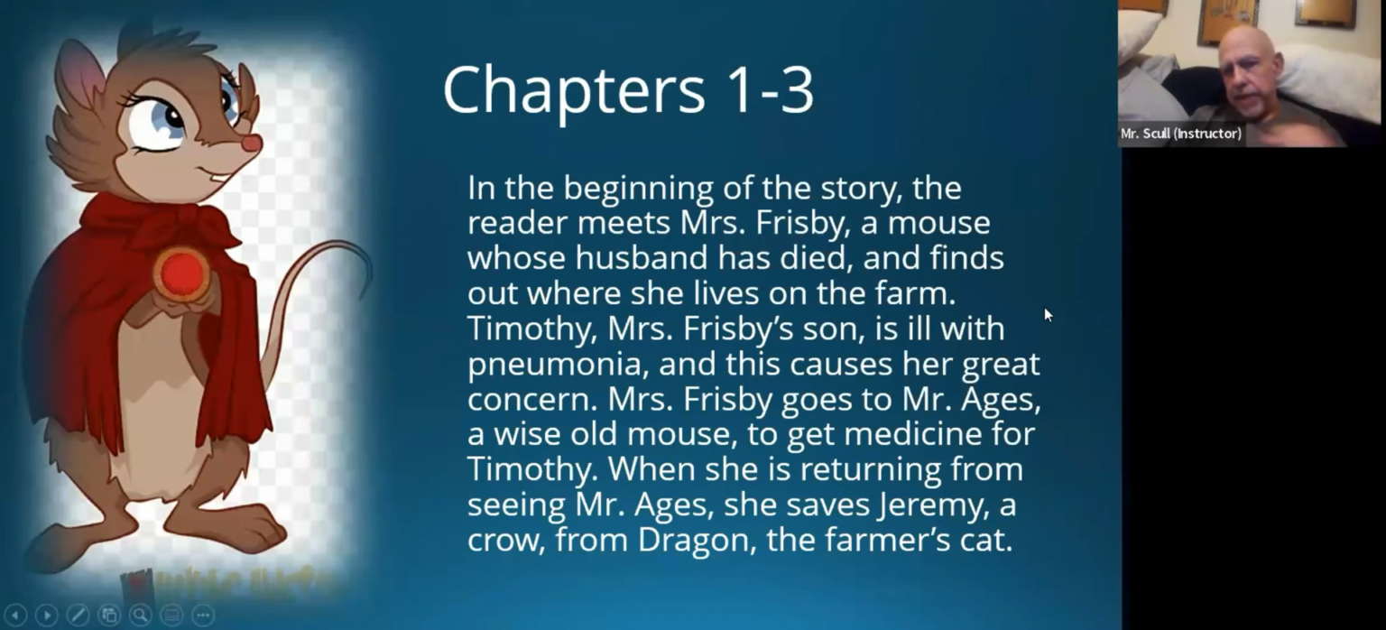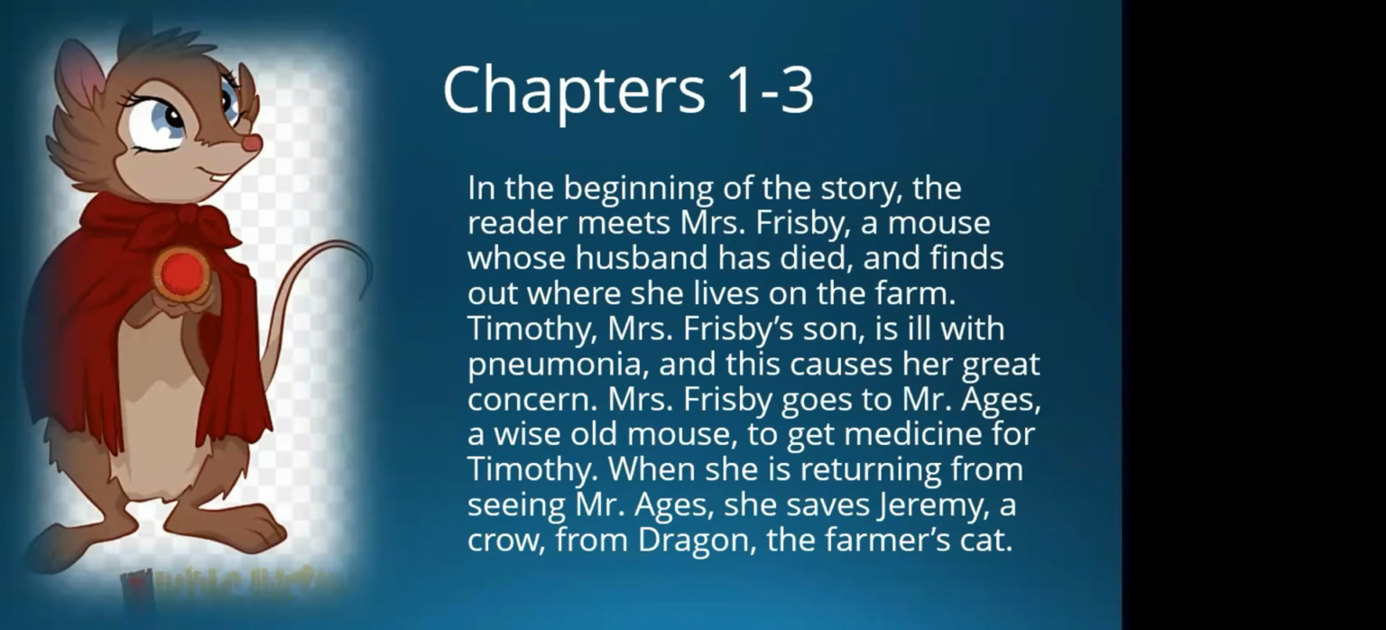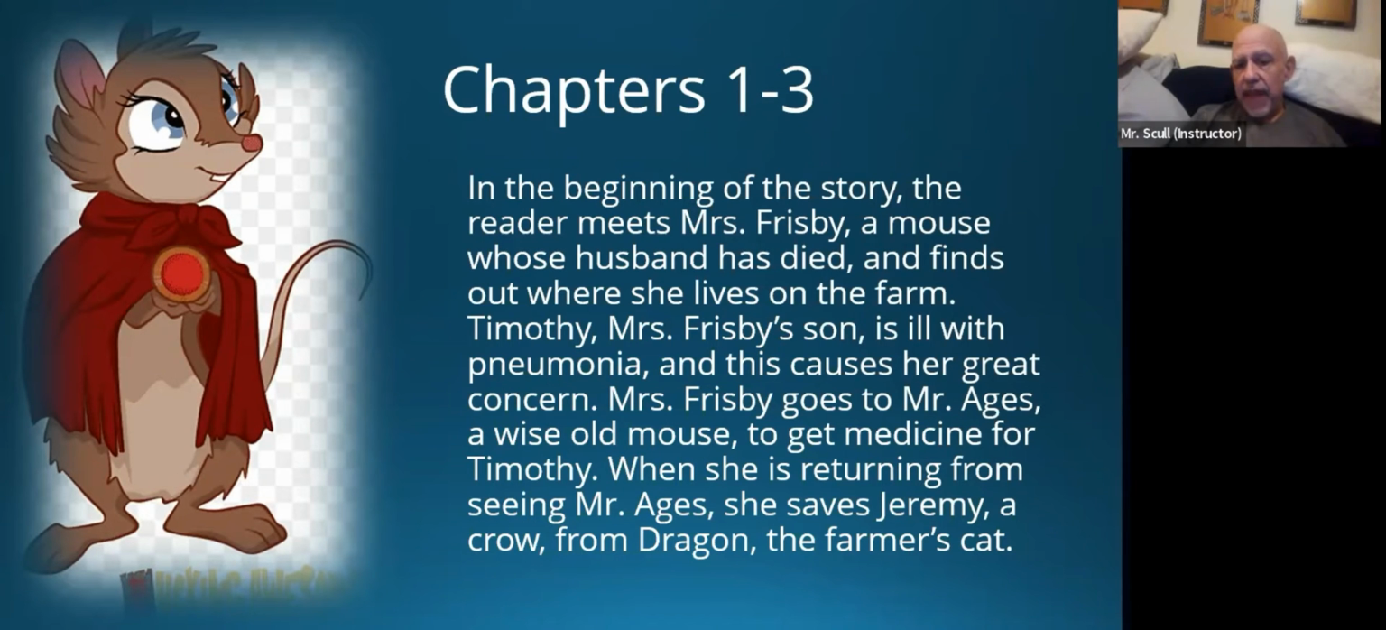Chapter 1 to 3. In the beginning of the story, the reader meets Mrs. Frisbee, a mouse whose husband has died. She finds out where she lives on the farm. Timothy, Mrs. Frisbee's son, is ill with pneumonia, and this causes her great concern. She's very concerned that he's going to die.